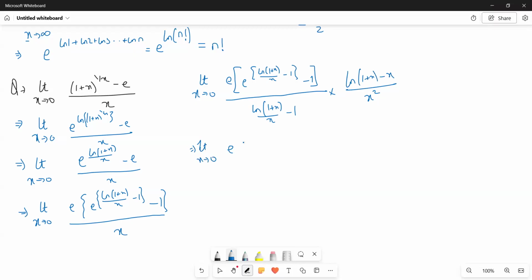अच्छा ये तो standard limit बना हुआ ही है. So this is e into e to the power log of 1 plus x by x minus 1 divided by log of 1 plus x by x minus 1. ये तो सेट है, इसमें कुछ करना नहीं है. अब बस खाली इसको सेट कर लेते हैं.